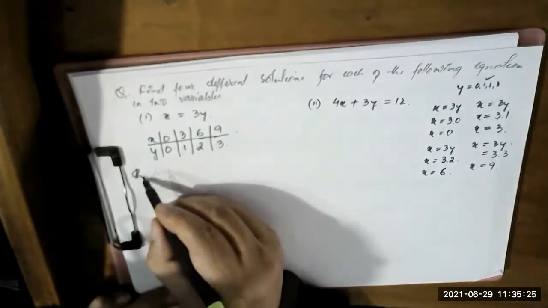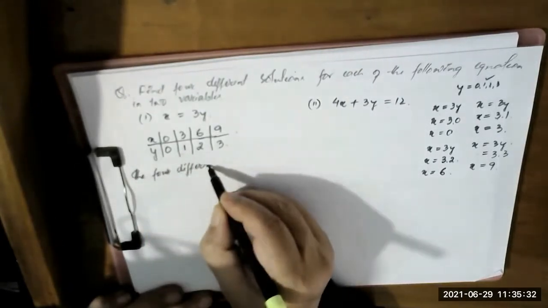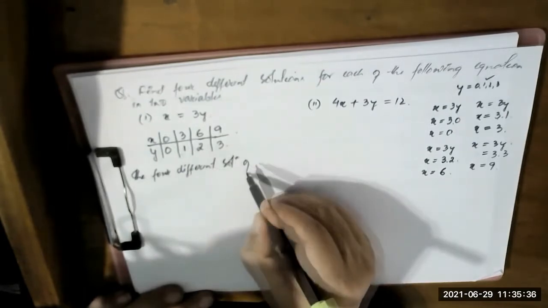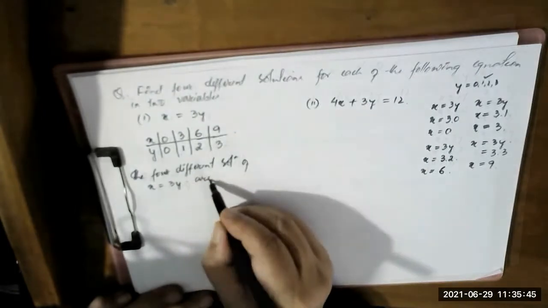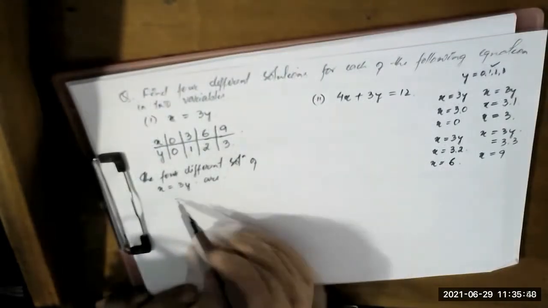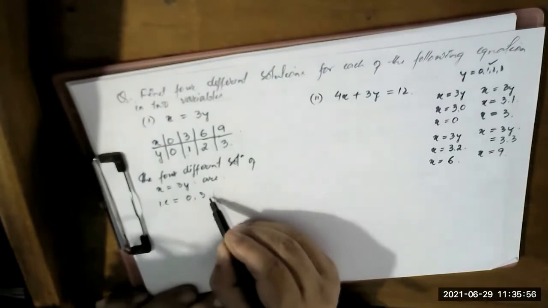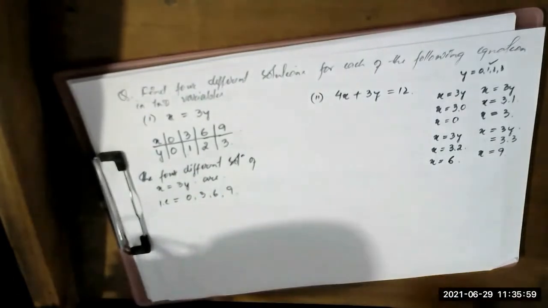So the four different solutions for this question of x equals 3y are, let's say, all the x values, that is 0, 3, 6, 9. These are the four values. So let's see another question.